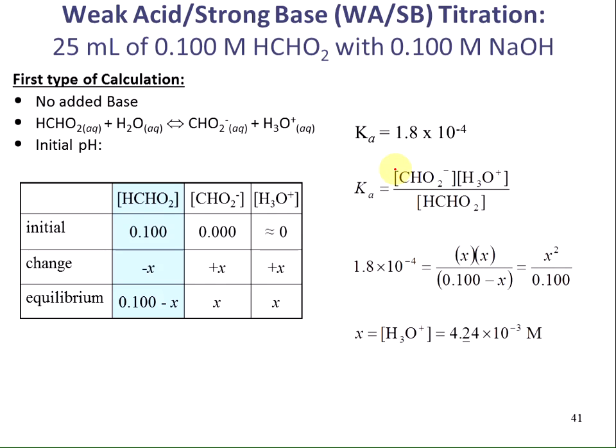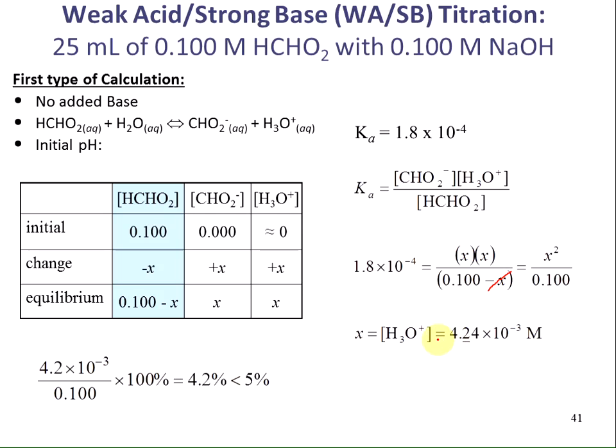Well, if the Ka is the products over the reactants in my mass action equation, I substitute in the values that I found at equilibrium. So I get x squared over 0.1 minus x equals 1.8 times 10 to the minus fourth. And I'm going to use the approximation that x is small enough. So when I solve for x squared, I take 1.8 times 10 to the minus fourth, multiply by 0.1, and then take the square root to get my hydronium concentration.